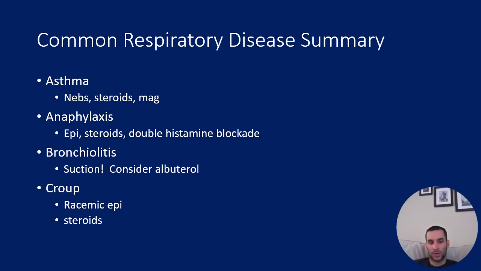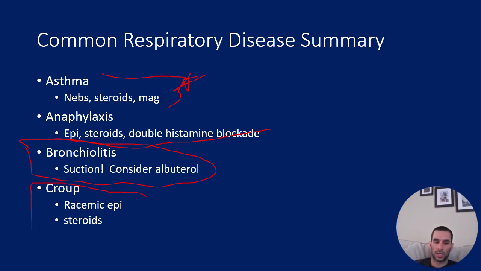Okay, so let's summarize here. So for asthma, nebs, steroids, and mag are going to be the mainstay of treatment. ALS. For anaphylaxis, you're going to use epi, steroids, and histamine blockade. Again, ALS. And for bronchiolitis, the mainstay is going to be a BLS intervention of suctioning here. You can consider albuterol, but it's not routinely recommended in all comers. And then croup, racemic epi and steroids, again ALS here, but you can still support these kids and evaluate for other causes such as airway foreign body that are leading to the stridor.